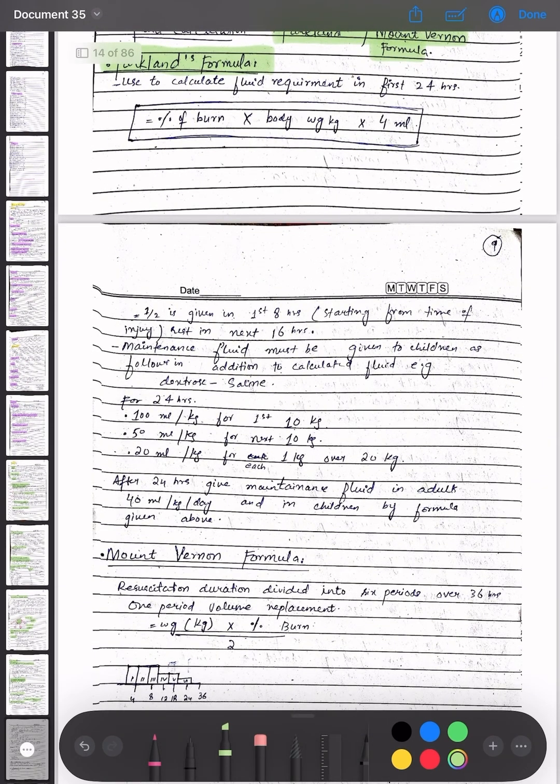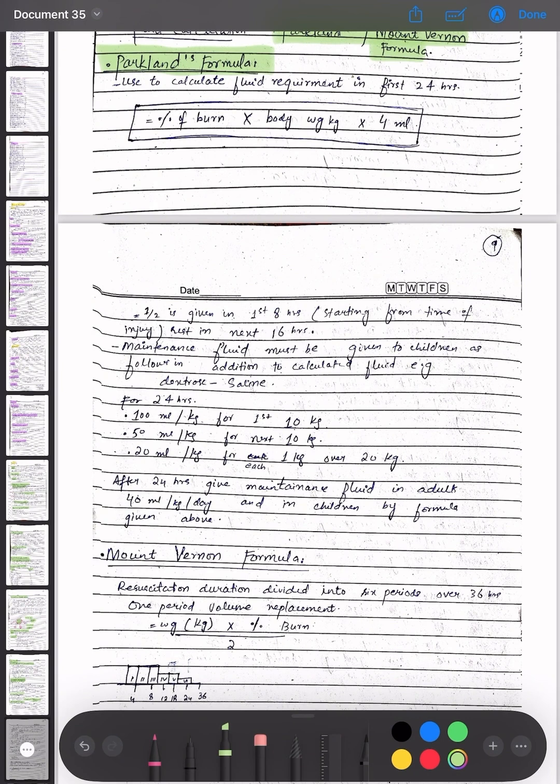Now you have calculated the amount of fluid required. Now how will you infuse it or give it to the patient? First of all, half the amount is given in the first 8 hours starting from the time of injury. The rest is given in the next 16 hours. Let's suppose 20 ml is required, so give 10 ml in the first 8 hours and then the next 10 ml in the 16 hours.